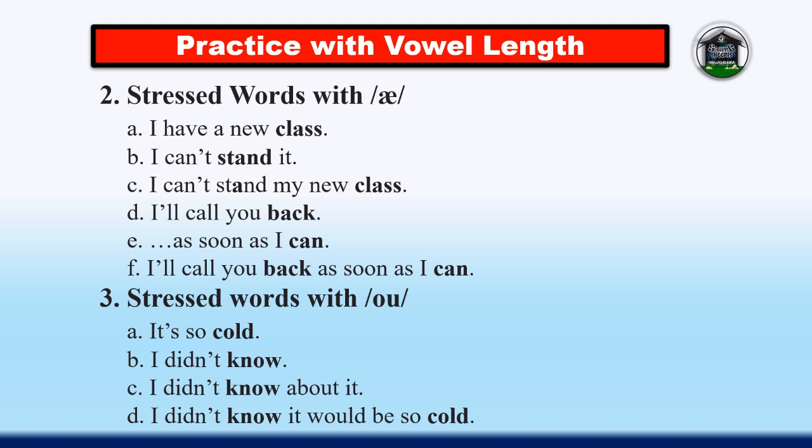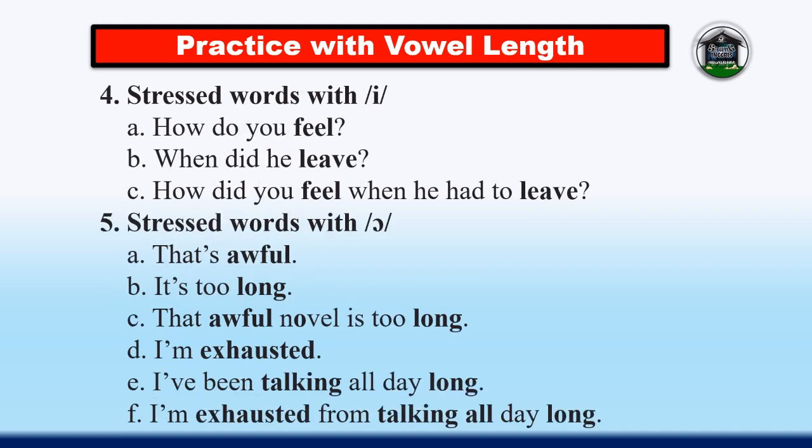Stressed words with O. Don't say O, say O. It's so cold. I didn't know. I didn't know about it. I didn't know it would be so cold. Stressed words with E. Don't say E, say E. How do you feel? When did he leave? How did you feel when he had to leave?